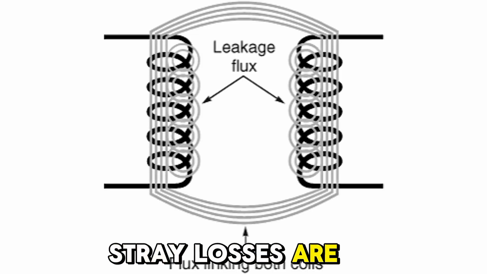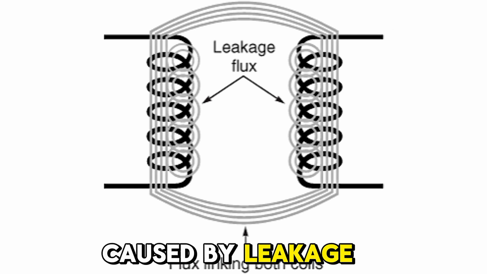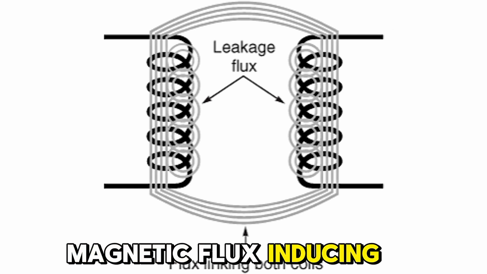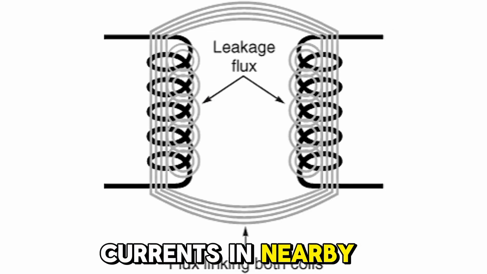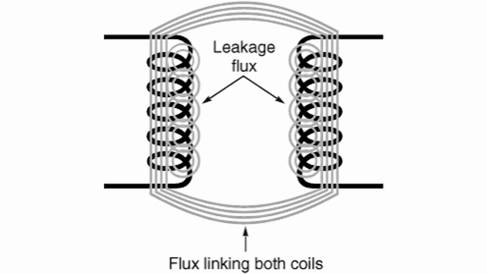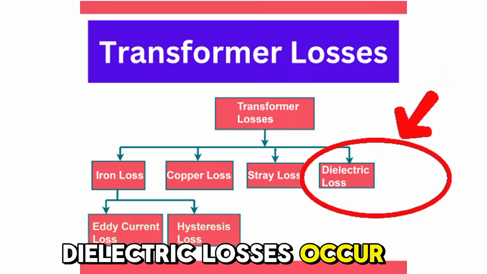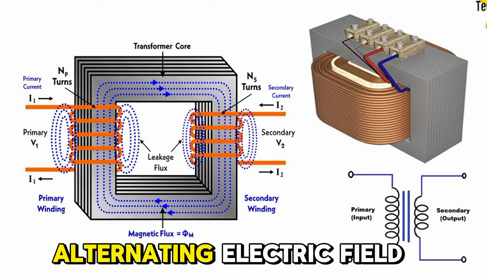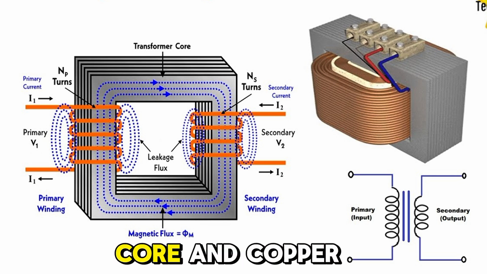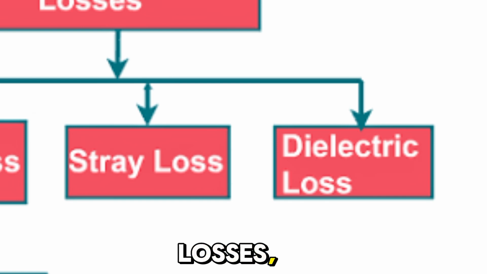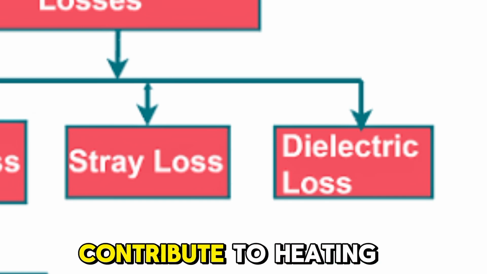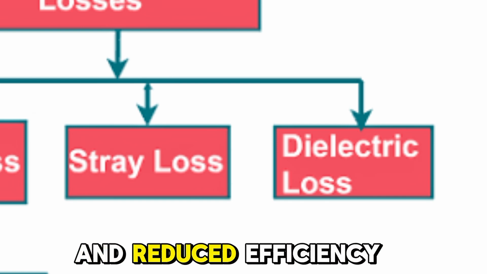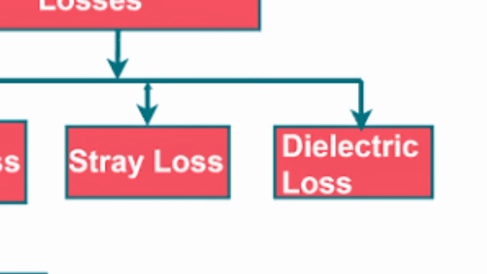Stray losses are caused by leakage magnetic flux inducing currents in nearby metal parts. Dielectric losses occur in the insulating materials due to the alternating electric field, although they are smaller than core and copper losses. These losses still contribute to heating and reduced efficiency.